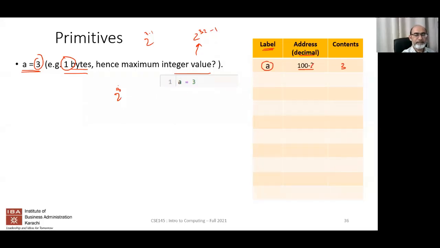Sir, if we are talking about integers, then wouldn't it be 2 to the power 8 and after computing that we minus 1? Yeah, like that. But I'm not going into the details of it because you can have negative numbers and positive numbers. Roughly, this is not going to be a very big number, okay? It's only going to occupy 1 byte.